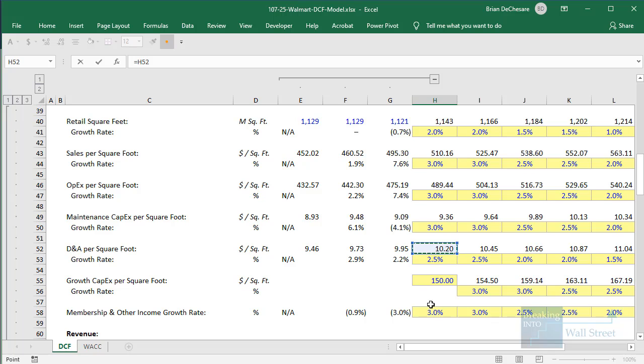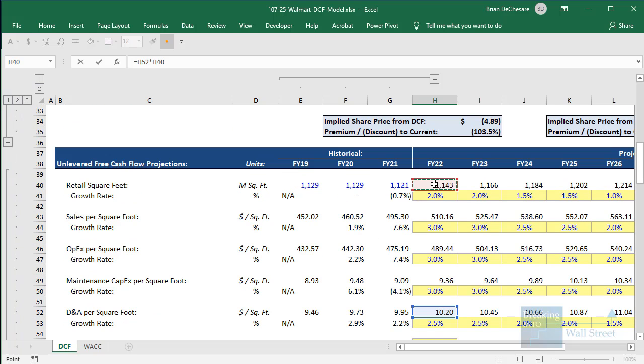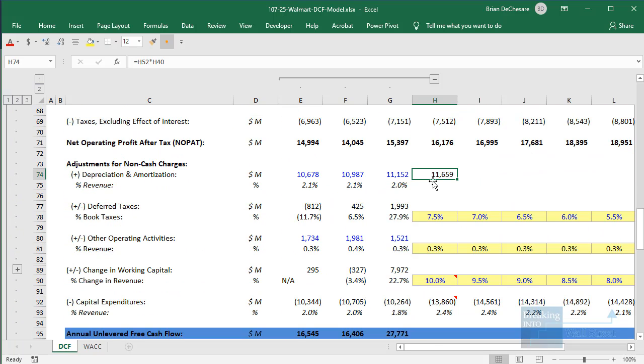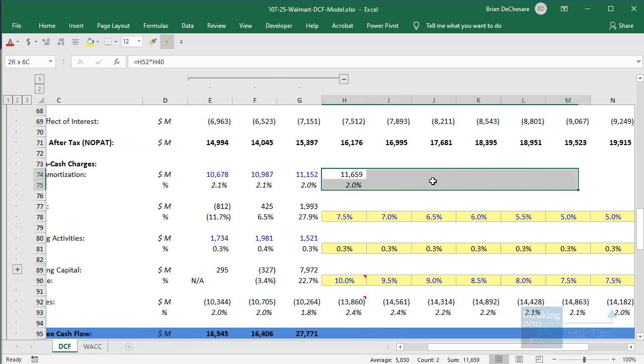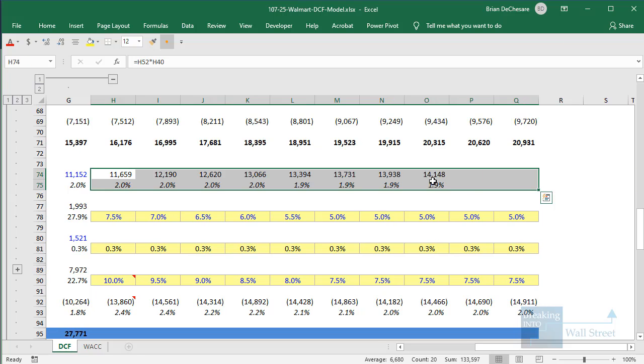So the D&A per square foot, you take that and multiply by the retail square feet and add that back. We can also look at this as a percent of revenue. And then just doing a quick check here, we can see that CapEx is about 2% of revenue. D&A is about 1.9% of revenue by the end. So CapEx is indeed slightly ahead of depreciation and amortization here.